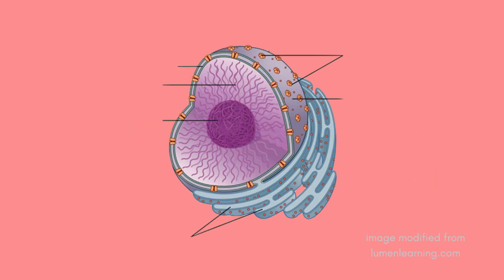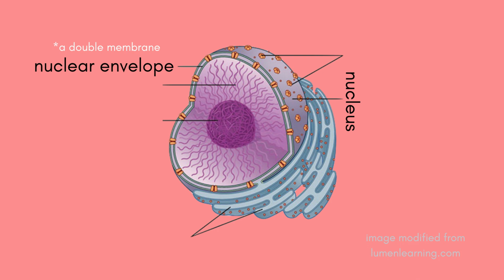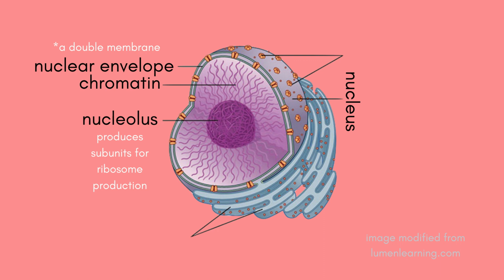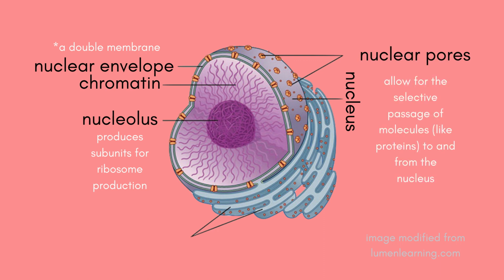This is a diagram of the nucleus. This is the nuclear envelope, which is a double membrane that separates the nucleus from the rest of the cell, demonstrating compartmentalization. This is the chromatin, or a mass of genetic material. Found in the nucleolus is where rRNA, or essentially subunits for ribosomal production, is made. These are nuclear pores, which allow for the selective passage of molecules in and out of the nucleus. This is the cisternae, which isn't part of the nucleus.